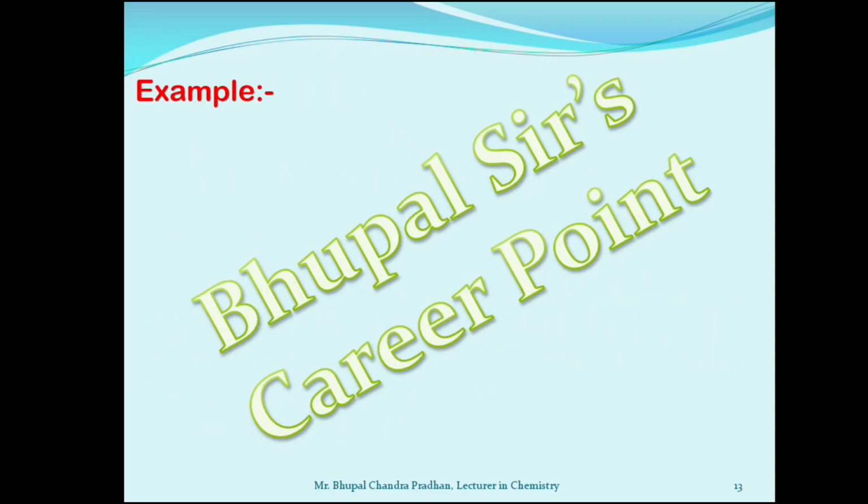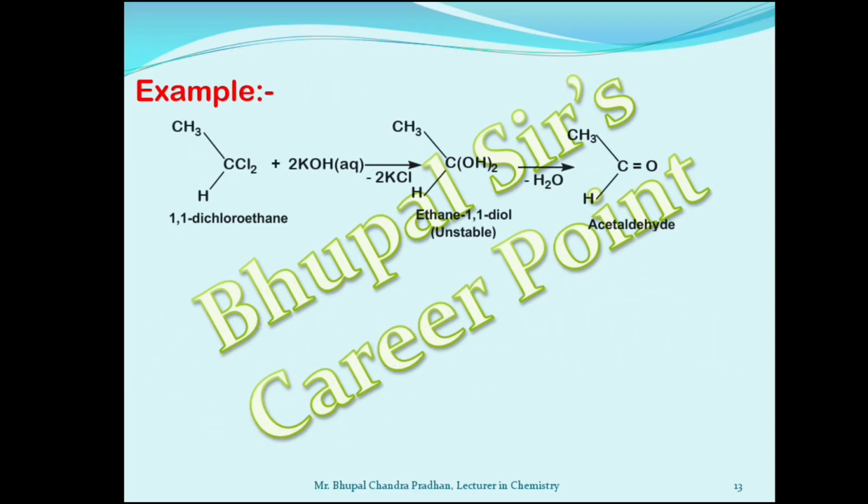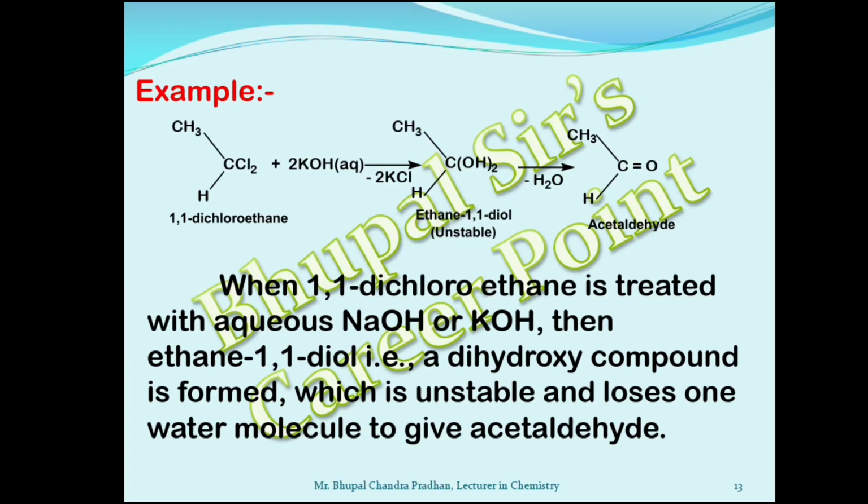Let us come for example. In place of R, let us take CH3, and in place of X, let us take chlorine. Then the geminal dihalide will be 1,1-dichloroethane. When treated with aqueous KOH, it will give us ethane-1,1-diol, which is unstable and loses one water molecule to give acetaldehyde or ethanal. In statement, we have to write down: when 1,1-dichloroethane is treated with aqueous NaOH or KOH, then ethane-1,1-diol, that is a dihydroxy compound, is formed, which is unstable and loses one water molecule to give acetaldehyde or ethanal.